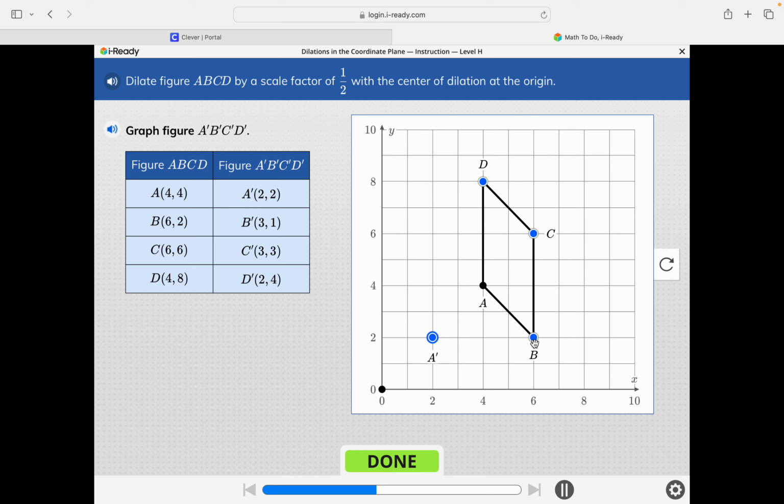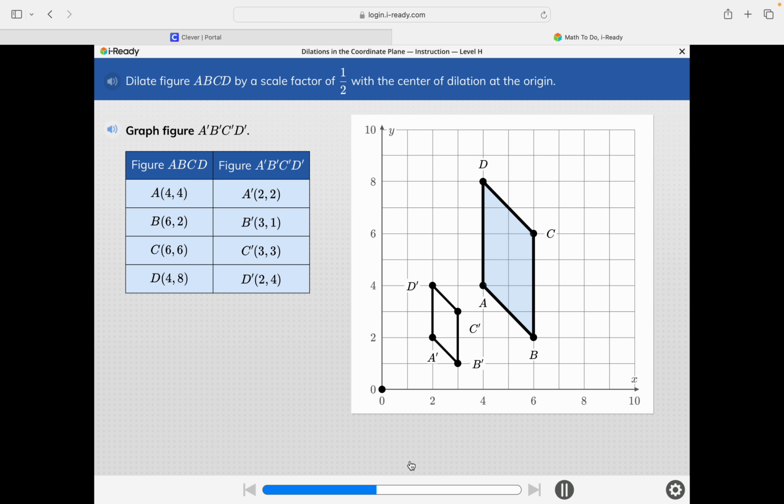Now let's bring the B to the origin. So walk to 3. And then go up 1. That's got it. Now bring the C. 3, and go up 3. Correct. Now bring the D to the origin. Go to 2 and go up 4. That's correct. That's so tiny. It's like a little baby.